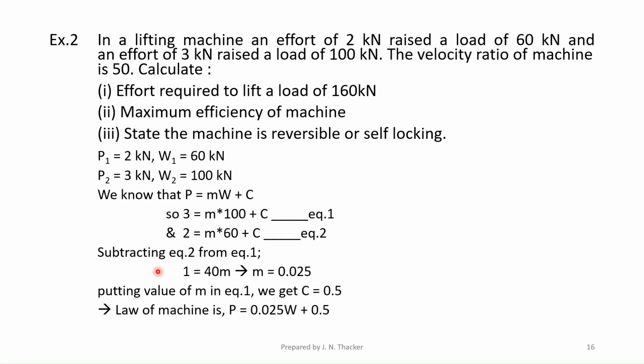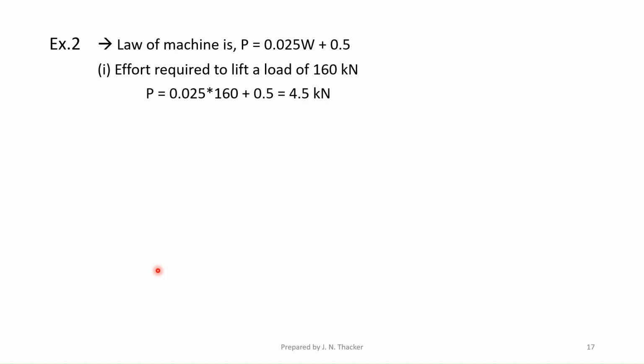So the law of machine in this case becomes P is equal to 0.025 W plus 0.5. m is 0.025 and c is 0.5. So P is equal to mW plus C, P is equal to 0.025 W plus 0.5. Now, once we have derived this law of machine, we can answer all these three questions. The first question is the effort required to lift a load of 160 kilonewton. So simply put W as 160 here.